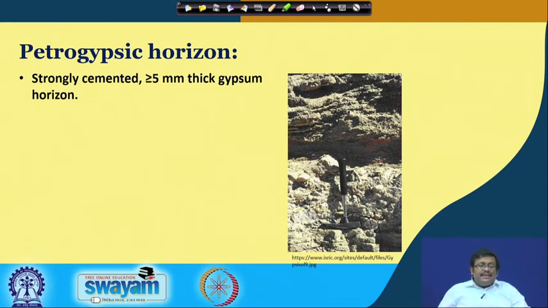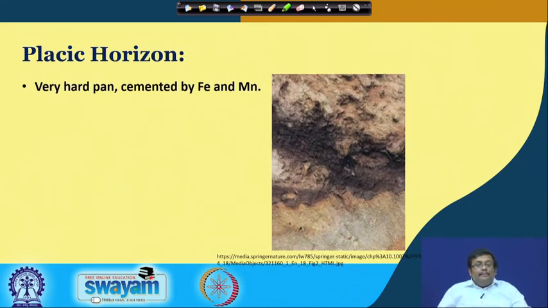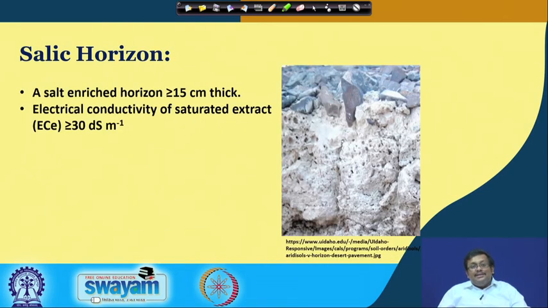Another is petrogypsic. As the name suggests, it is a strongly cemented gypsum horizon greater than 5 millimeter thick, and it is similar to petrocalcic horizon, except that it is dominated by gypsum. Placic horizon is again a very hard pan, cemented by iron and manganese. So, placic horizon is basically dominated by iron and manganese.